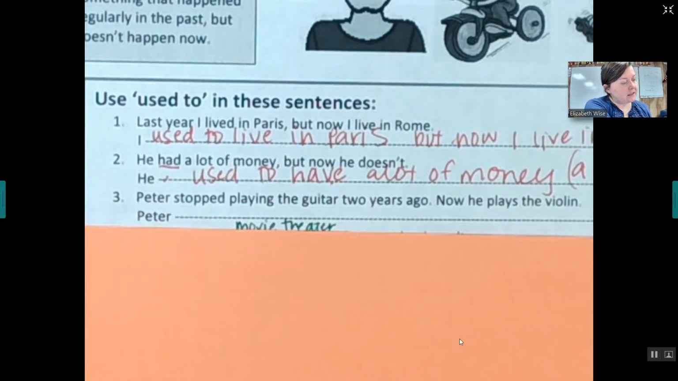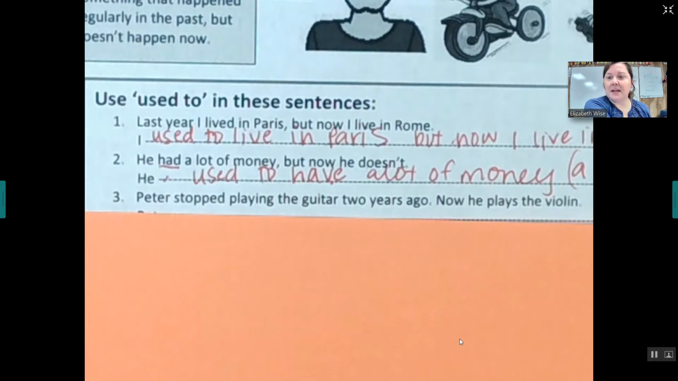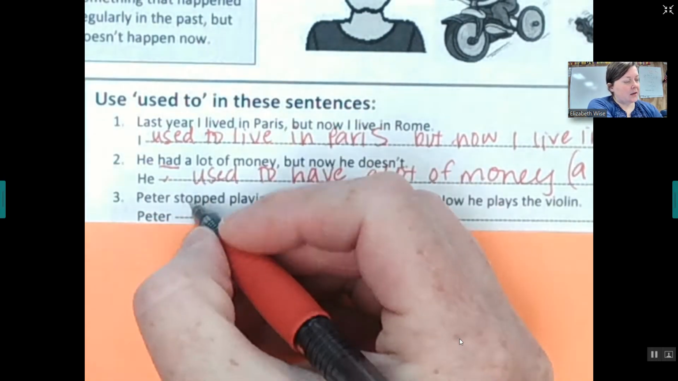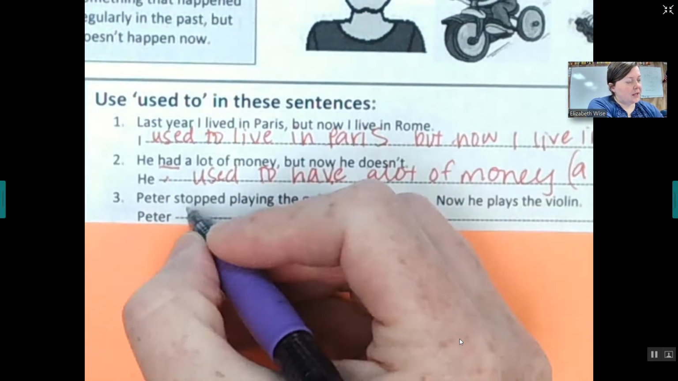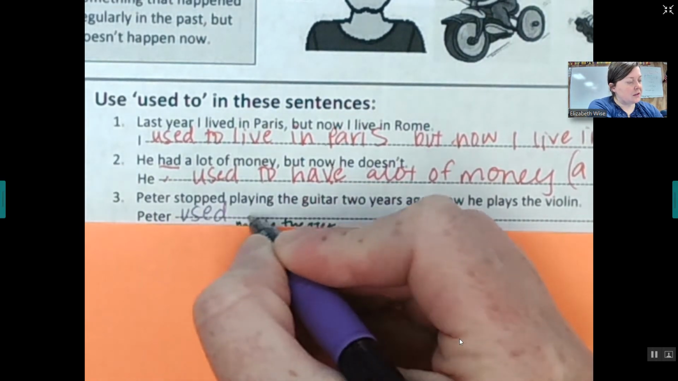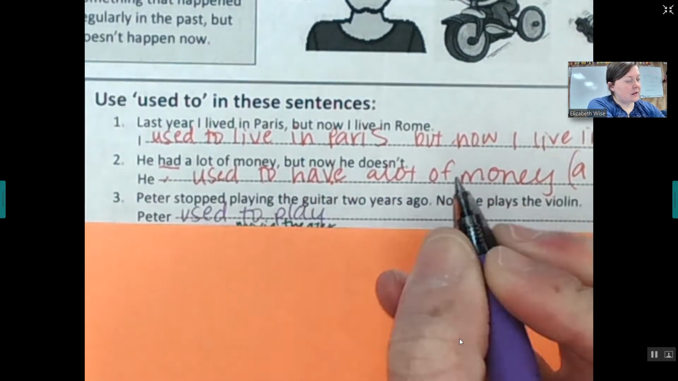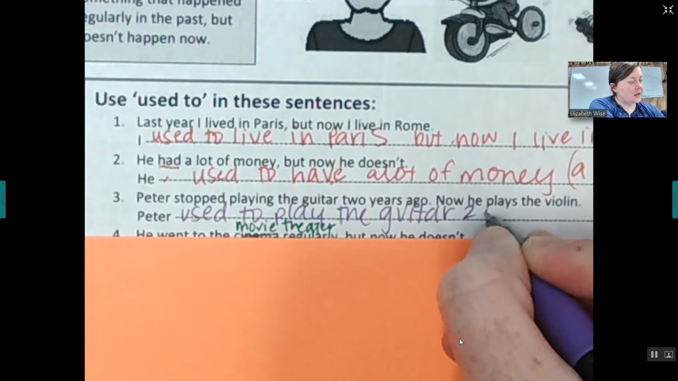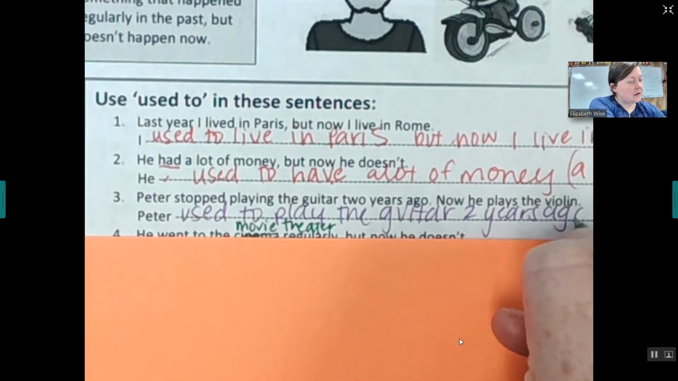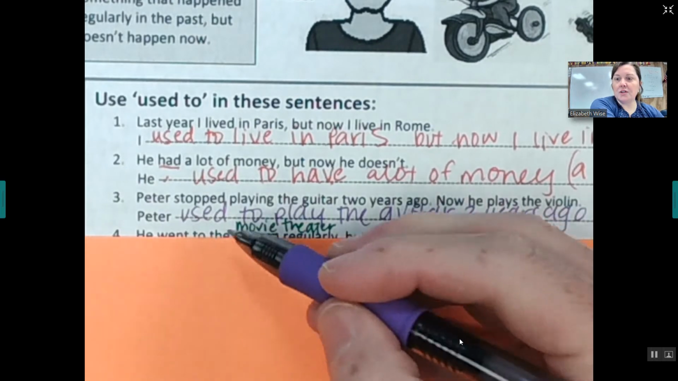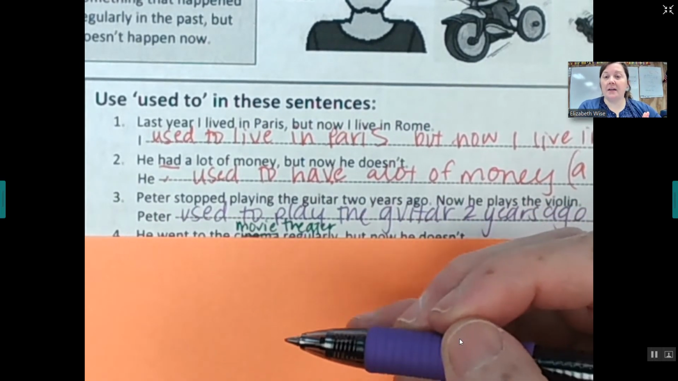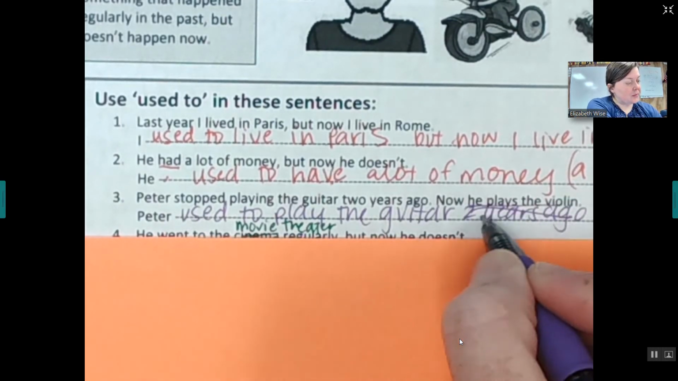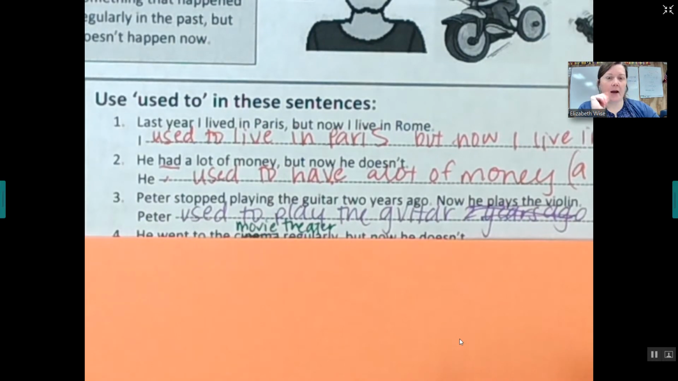Let's see. This one, Peter stopped playing the guitar 2 years ago. Now he plays the violin. All right, this one would be, I'm going to change colors real quick. Peter used to play the guitar 2 years ago, but now he plays the violin. So he used to play. Actually, we'll leave out this "2 years ago". Peter used to play the guitar, but now he plays the violin.